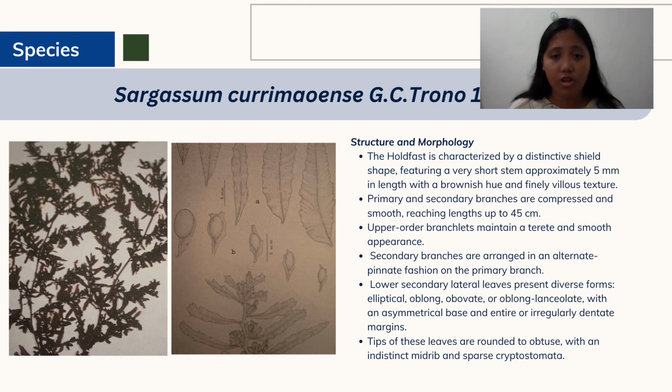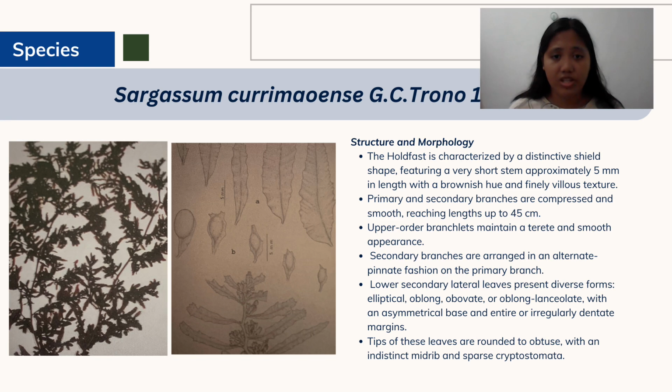The Sargassum curimawense has the holdfast that is characterized by a distinctive shield shape, which features a very short stem approximately measuring 5 millimeters in length with a brownish hue and finely bilious texture. Its primary and secondary branches are compressed and smooth, which reaches lengths up to 45 centimeters.